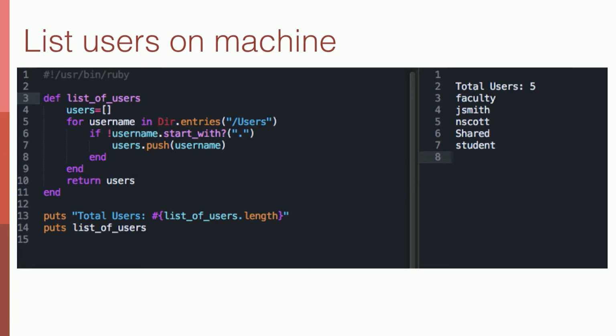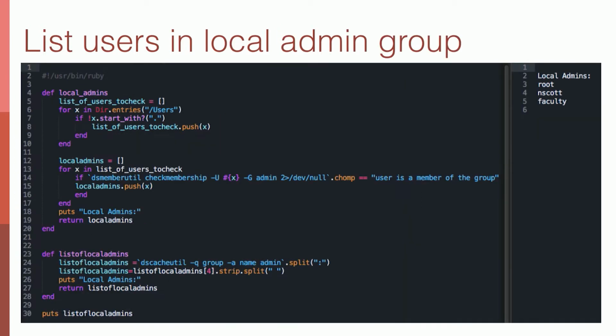But if I wanted to step on that and say, well, I've got 5 users, how many of those have local admin rights? I could reuse this code. I could say, now that I have those users, let's also loop through that list and check their group membership against local admins. On line 30 there, it just says, give me a list of local admins, and it spits back that these people are in the local admins group.